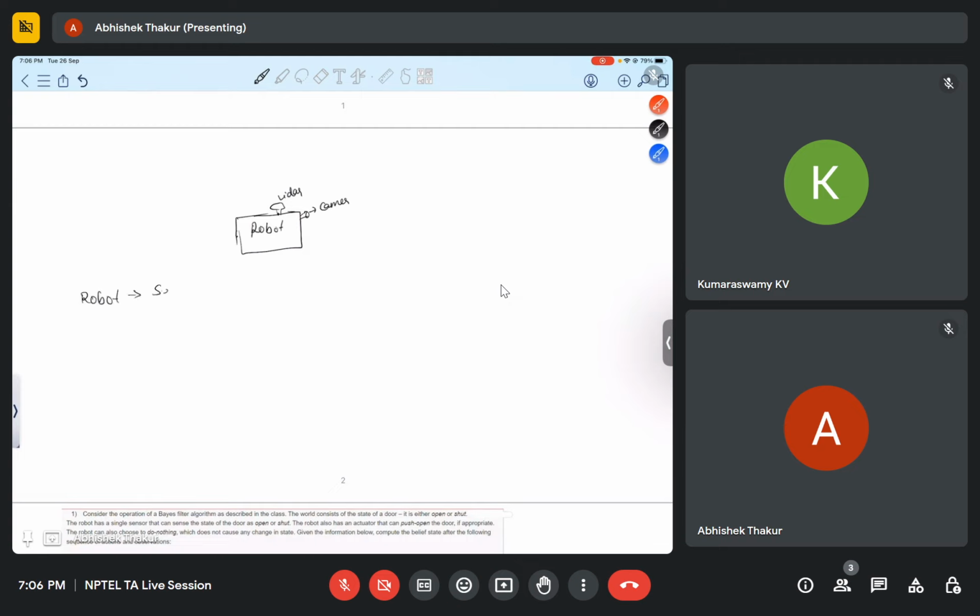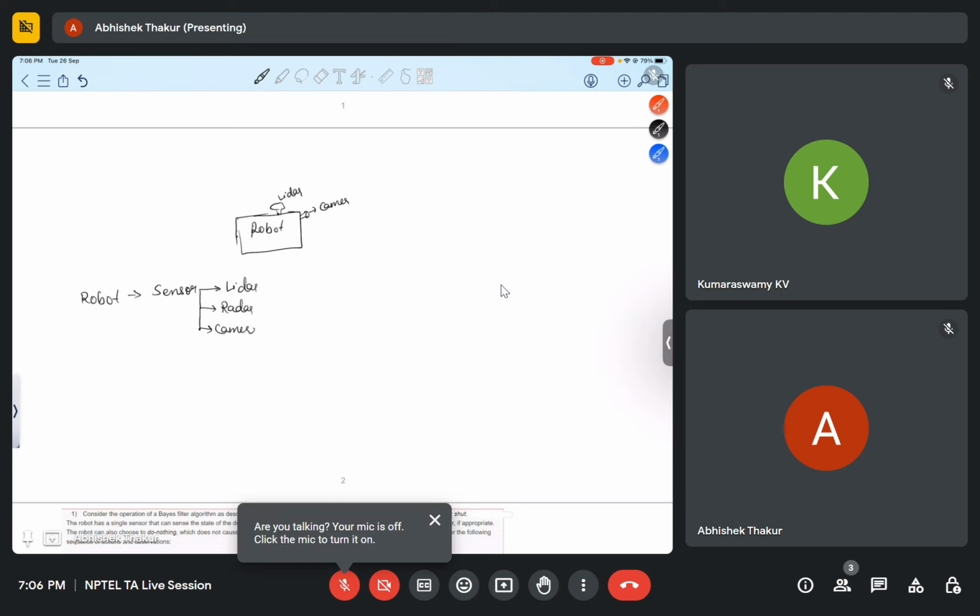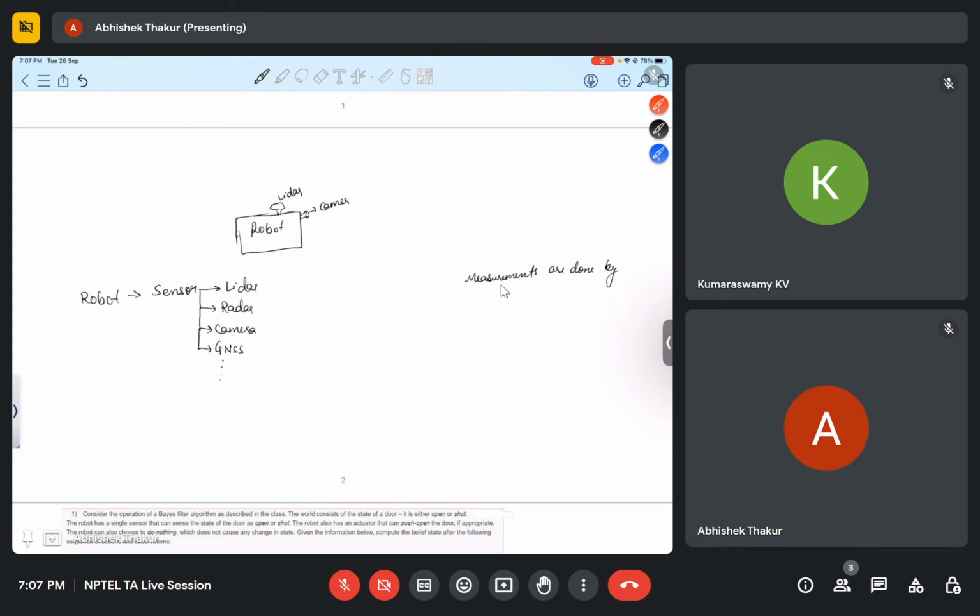So the robot is equipped with sensors to sense the environment. The sensor may be LiDAR, radar, camera, or anything like GNSS, ultrasonic, etc. So any sensor it can be. With the sensor, our robot has a description of the surroundings. LiDAR gives the point cloud data, so it has the 3D point cloud structure of the surroundings. Like that, the camera gives the image data, so it knows what obstacle is in front. So all the measurements are done by the sensor.